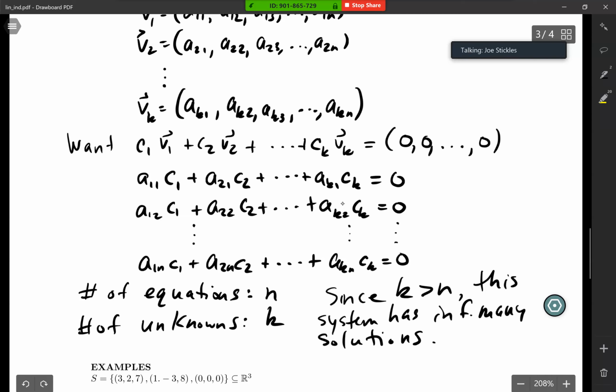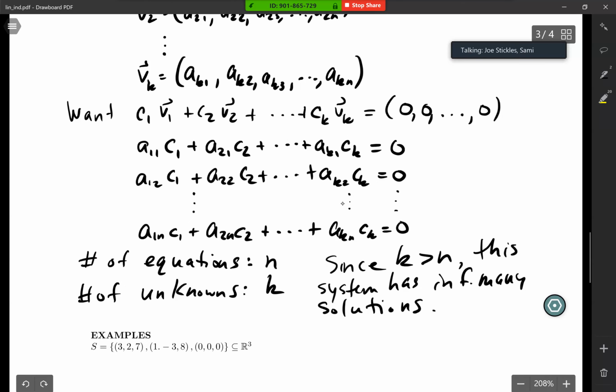Right? Think about what the matrix would look like in your reduced row echelon form. If you've got this, it would have more columns than it has rows, so you can't possibly get a pivot in every column, which means that you can't possibly get a unique solution. So that tells us that S is linearly dependent.